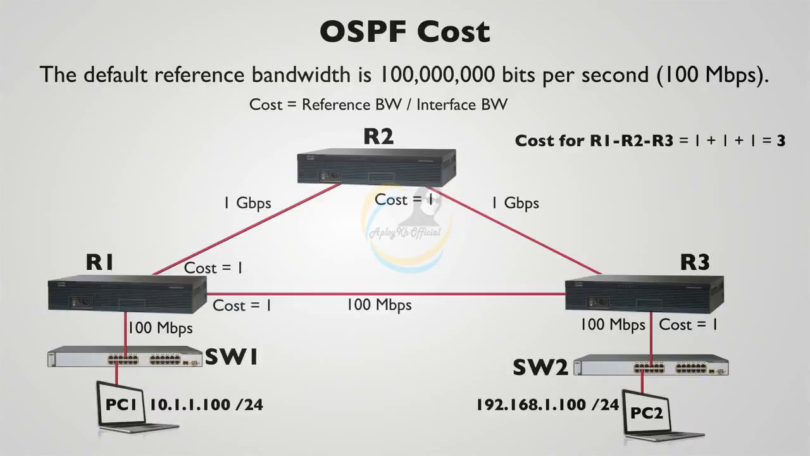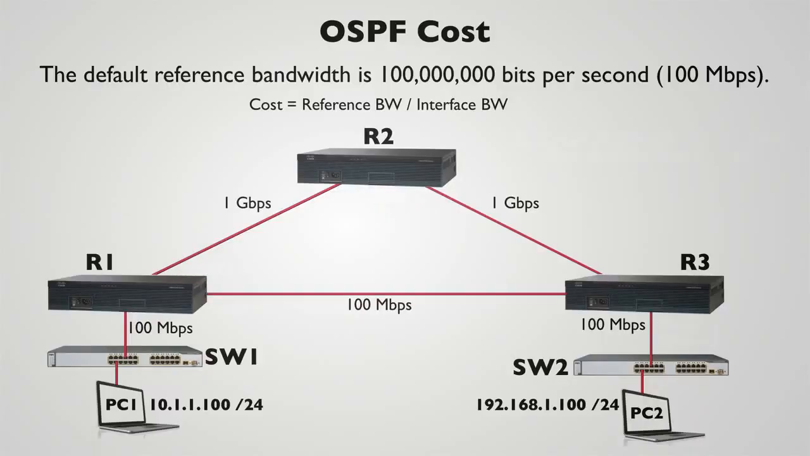What if we go out of R1 directly over to R3? It's a 100 meg link. It's slower than the 1 gig link we could have used, but because our reference bandwidth is 100 meg and this link is 100 meg, it's a cost of 1, and it's a cost of 1 as we go out of R3 as well. That means if we go from R1 directly over to R3, our cost from the perspective of OSPF with a reference bandwidth of 100 meg is only 2. It's 1 plus 1. It appears to OSPF with this default reference bandwidth that we have a lower cost path by going from PC1 up to R1 and directly over to R3 and then down to PC2.